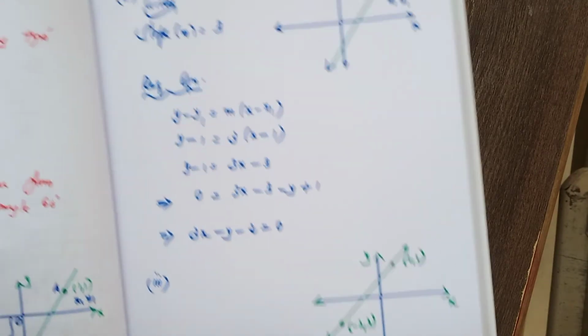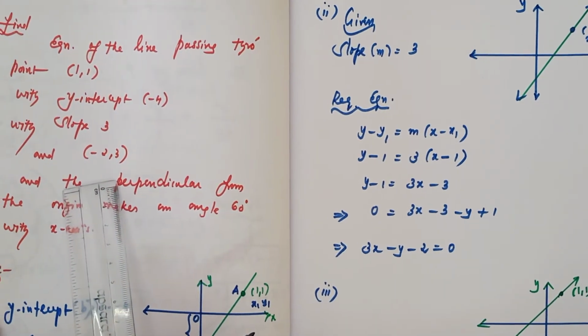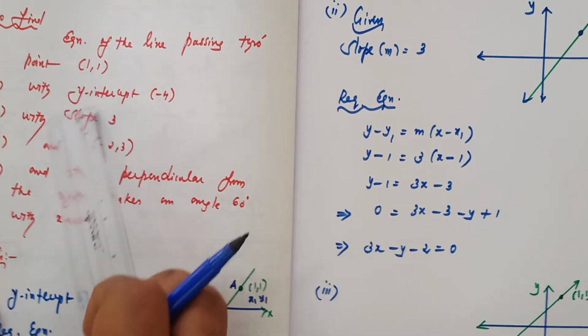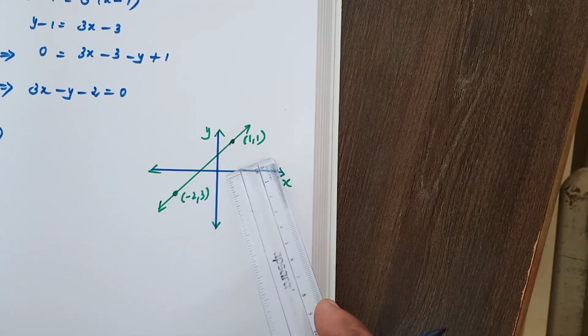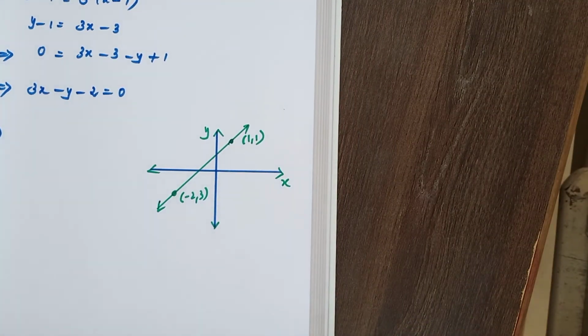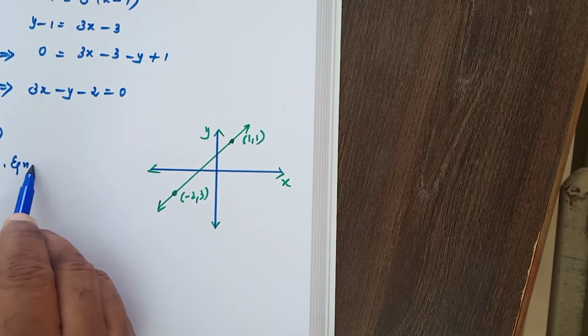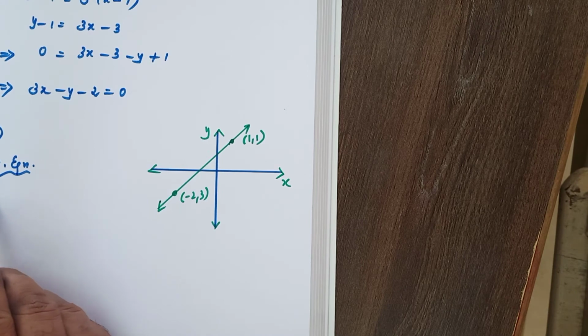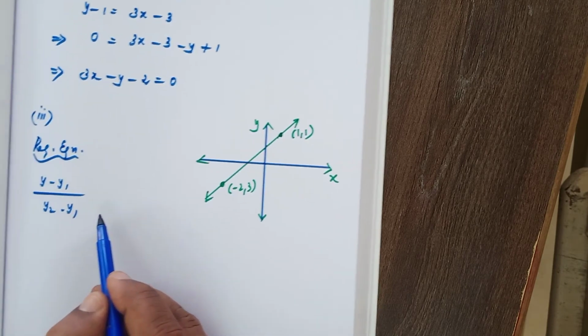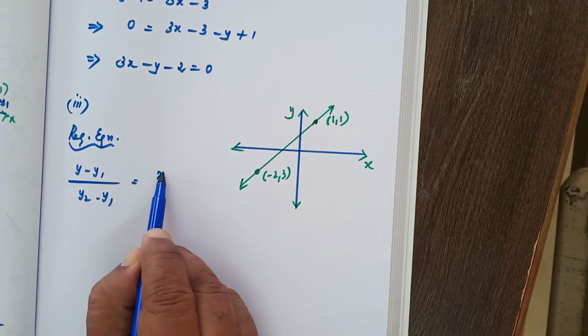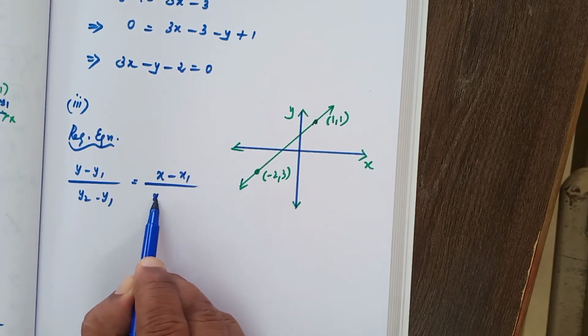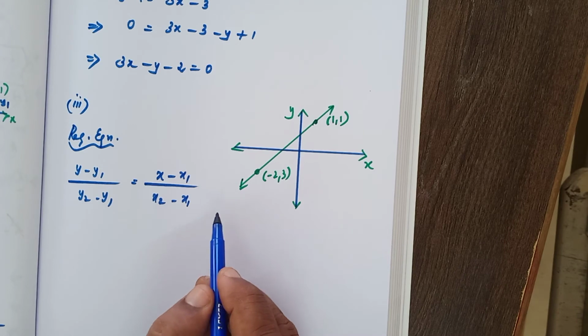Now, one more point is given: -2, 3. The line is already passing through the point 1, 1. So the straight line passes through 1, 1 and -2, 3. The required equation you can directly write as (y minus y1) divided by (y2 minus y1) is equal to (x minus x1) by (x2 minus x1).